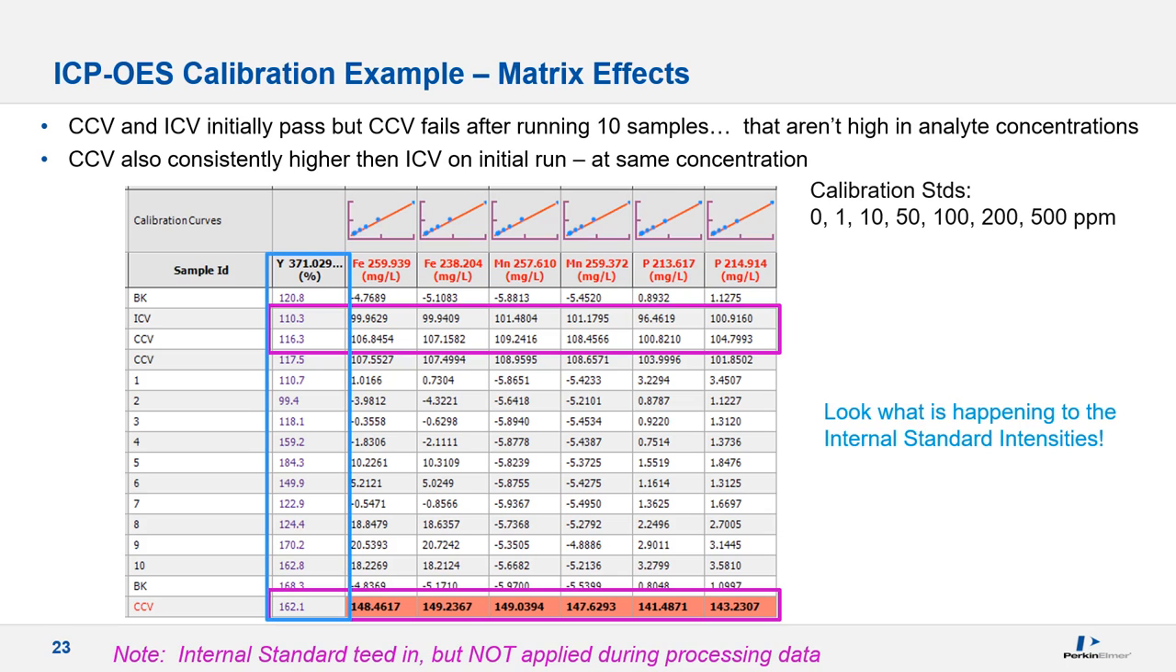If you look at what is happening to the internal standard intensities, you see that they are okay in the initial ICV-CCV, plus or minus 20% of the calibration blank, but as we start to run samples, they increase dramatically to as much as 180% of the intensity in the original blank in some of the samples. Keep in mind that the internal standard concentration is the same in all of the standards, samples, QC samples, and the blank.